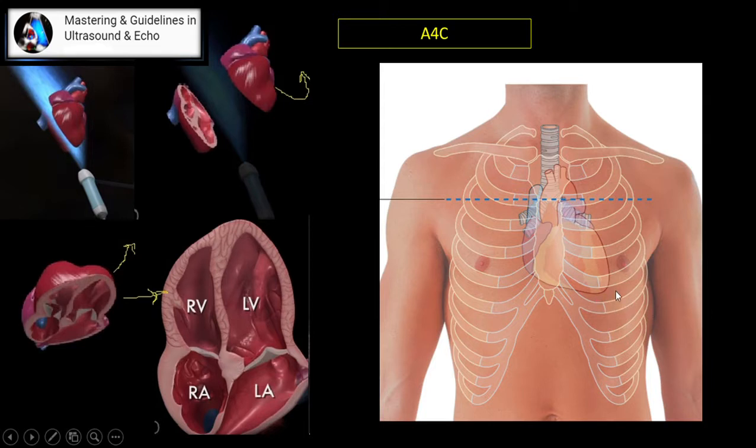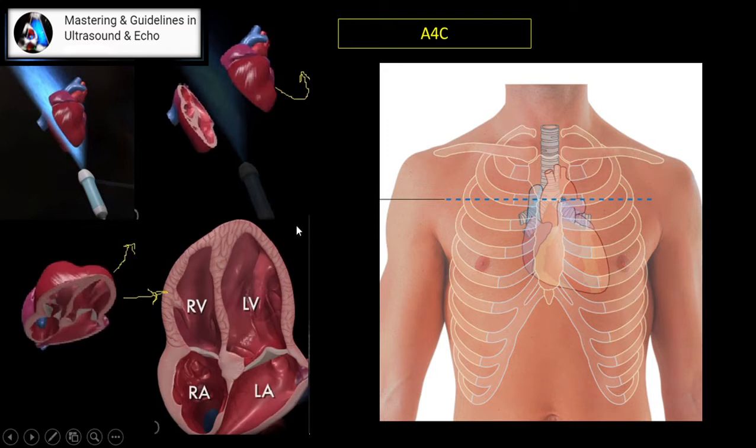For apical 4, we point the probe marker to 3 o'clock. For apical 2, we just twist counterclockwise 80 to 90 degrees, and for apical 3, we continue counterclockwise another 20 to 30 degrees. Finally, we get all these three views.